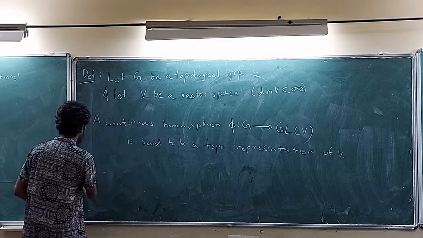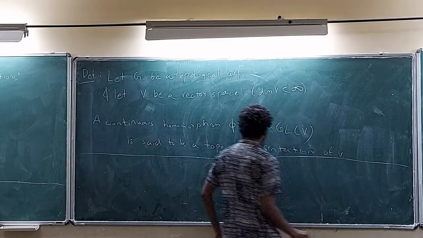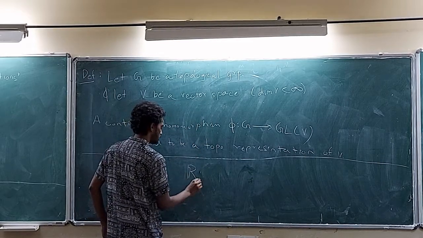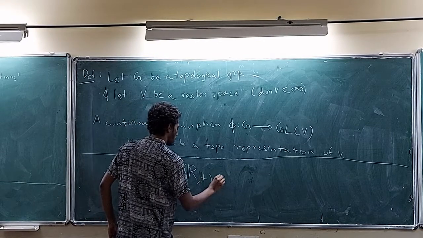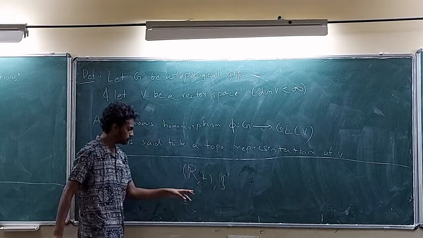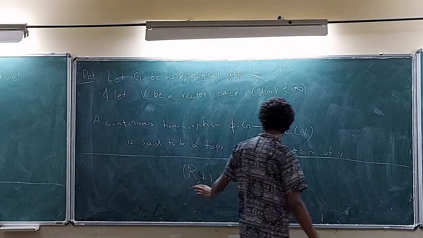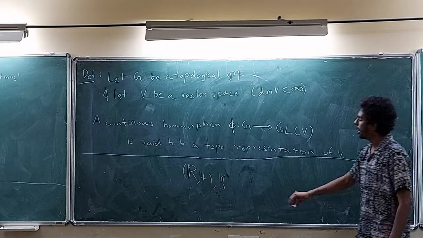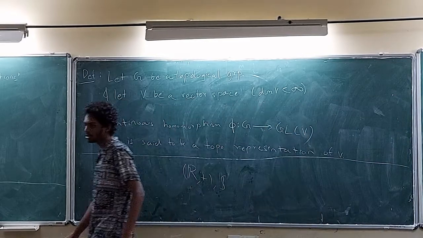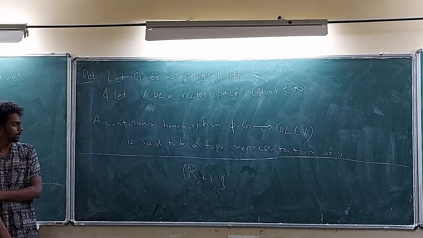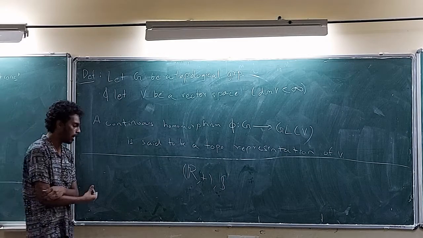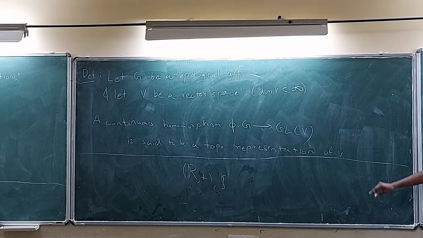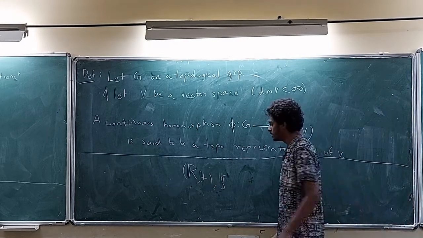And more precisely, we will deal with R plus, and the circle S1. Today we'll just look at these two, the representations of these two on real and complex vector spaces. A lot of representations of other similar groups, such as R with multiplication or C with addition, will follow similarly from these groups.